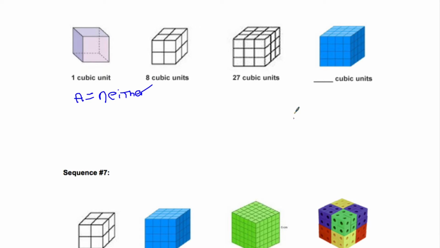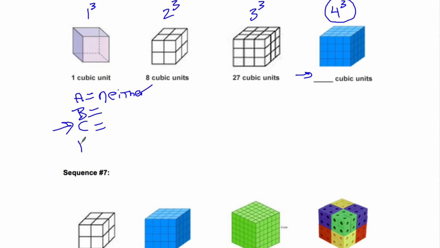Okay. Now what's happening? Well, it's a cube. So 1 cubed, 2 cubed, 3 cubed. So this would be 4 cubed. And so, B, you would probably say something like perfect cubes. C, what would be the next? Well, in your calculator, find out what 4 cubed is. And whatever number you get there is what goes in C. And then D would just be whatever 10 cubed is. Okay.